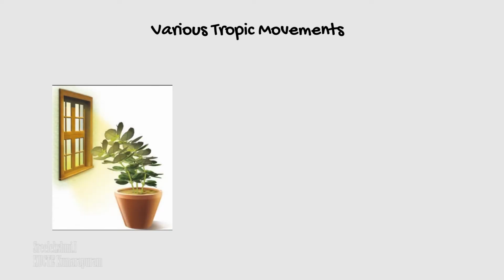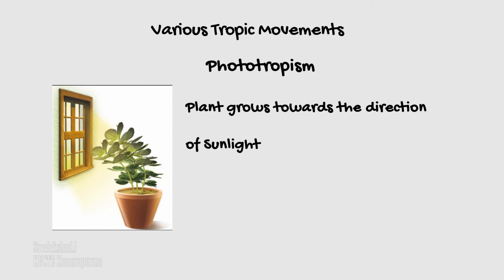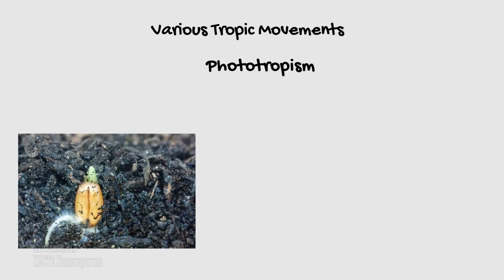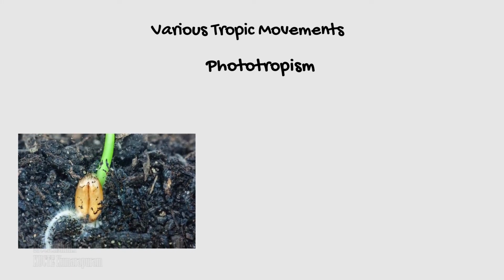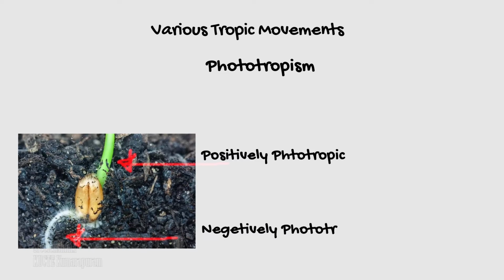What do you identify from this picture? A potted plant grows towards a window, and the rays of the sun make the plant grow towards that side. Such movement in plants in response to the stimulus light is known as phototropism. Here, the stem part grows towards the direction of the stimulus, whereas the root part grows against it. Hence, the stem is positively phototropic and the root is negatively phototropic.